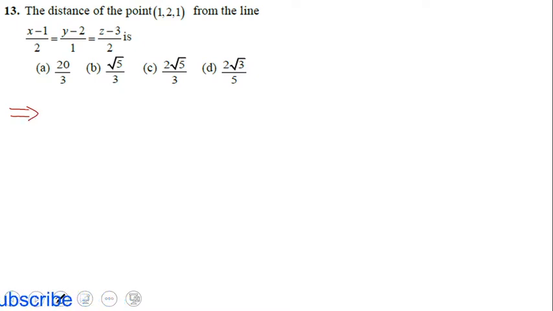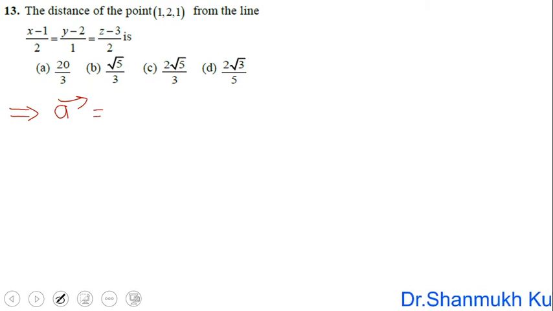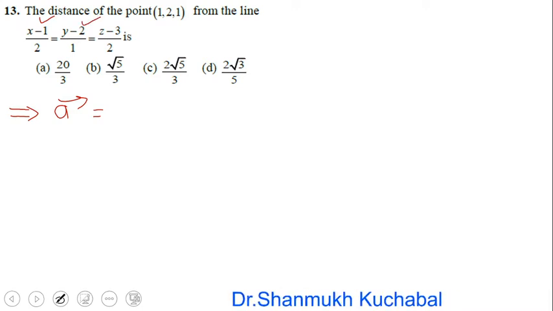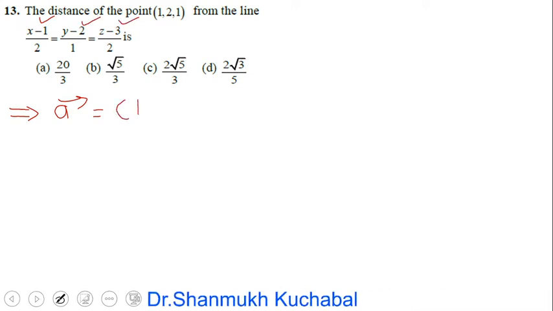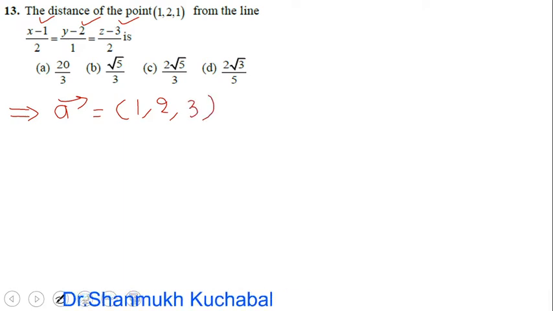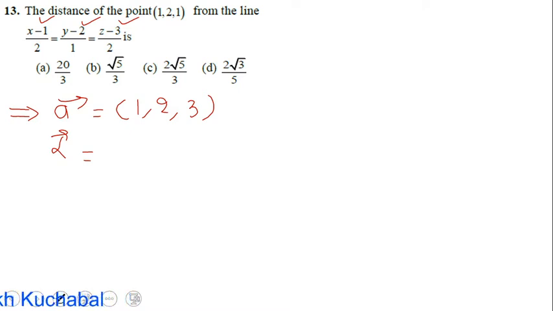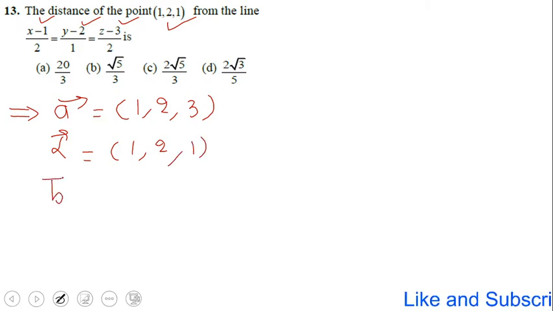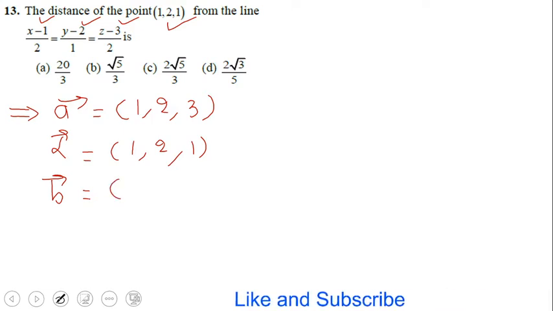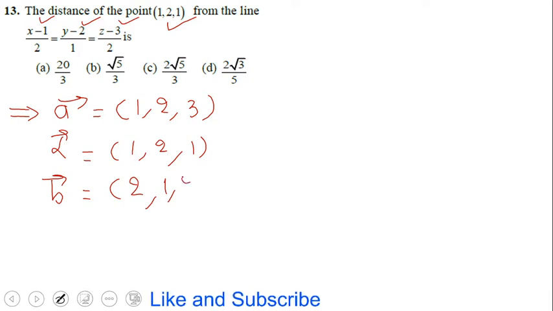Here it is given that vector A is, from the x numerator, the constants with the opposite sign, so we can take it as (1, 2, 3). Further, I take a vector alpha, which is given as the point (1, 2, 1). And vector B, I take from the line's denominator, so it is (2, 1, 2).